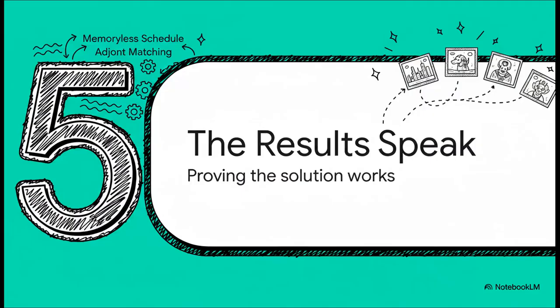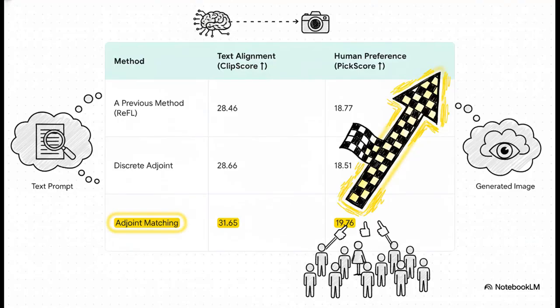Okay, so the theory is fantastic, but does this one-two punch of the memoryless schedule plus adjoint matching actually work? Well, the proof is in the pictures. Let's look at the data for a sec. This table, which we've simplified from the paper, shows adjoint matching just crushing the other methods. It scores way higher on how well the image actually matches the text prompt, and, maybe most importantly, it scores higher on how much humans actually prefer the final result.